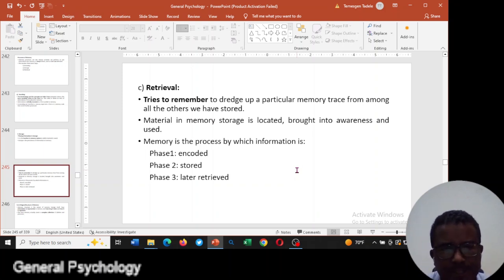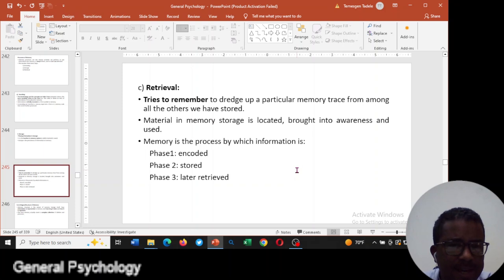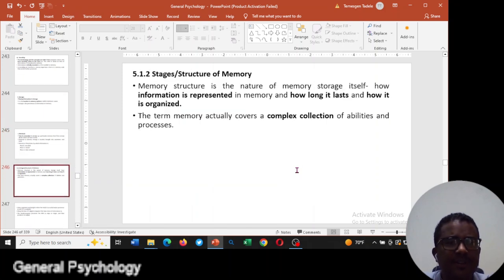So our memory holds different information, but information is first encoded, then stored. Whenever we want, it is possible to use it again and again. That is, to retrieve it.